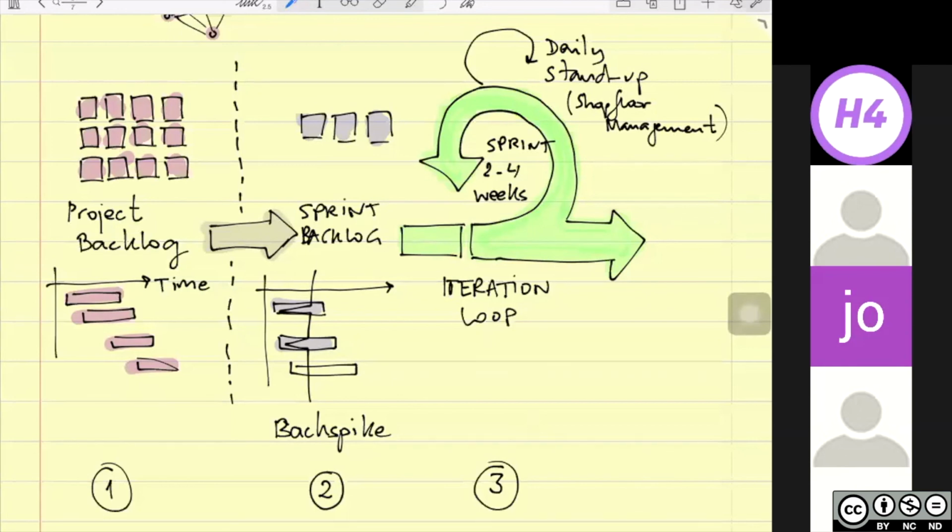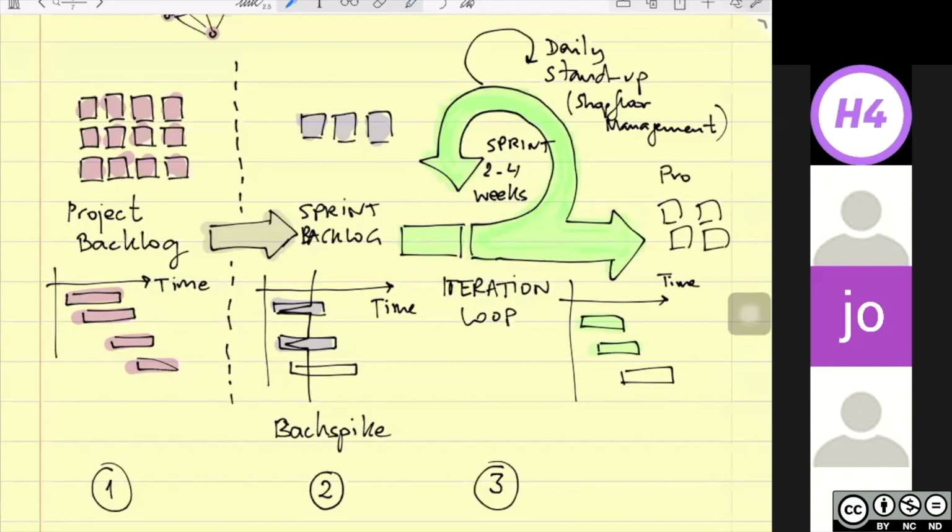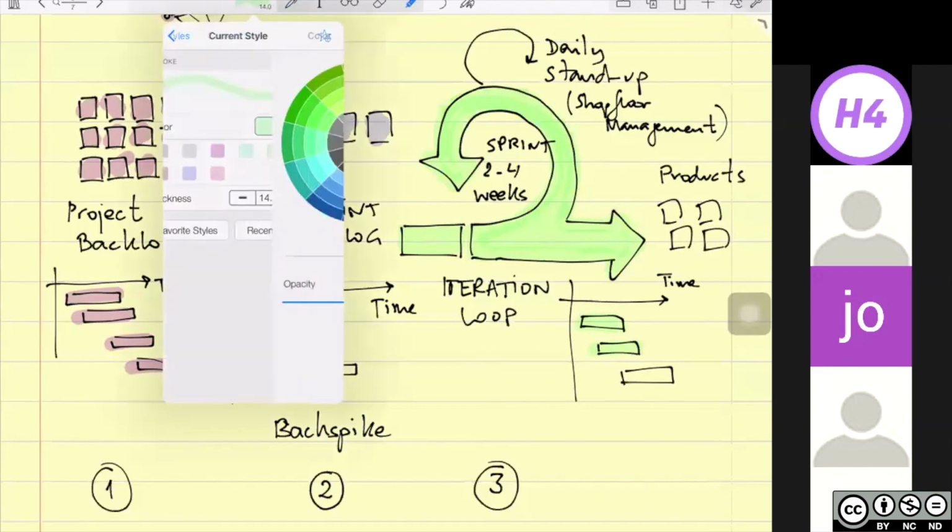So once we have done this and we have worked on the stuff that needs to be done, we have delivered our activities and they are not in delay anymore. And that's why they are now green, okay? So always remember, this is time. And now we have our shippable products. Whatever it is, a software or something like this, okay?